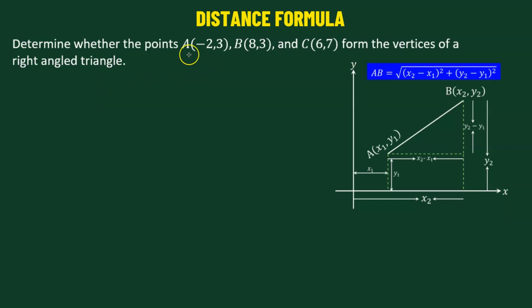So in this problem, we need to show that the 3 points A, B, and C form the vertices of a right-angled triangle. So let us begin. We'll begin by considering a triangle ABC.